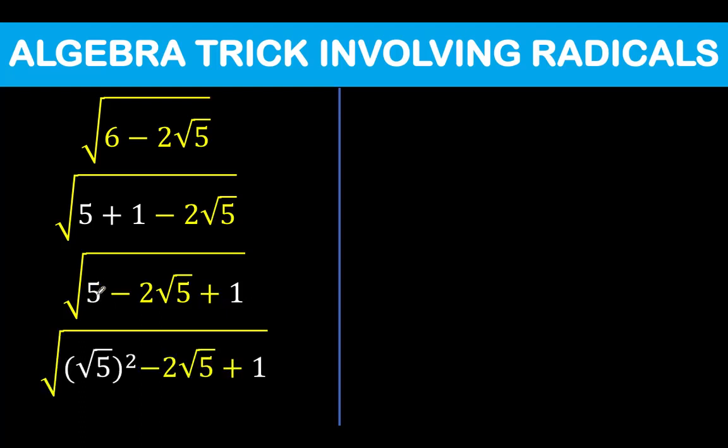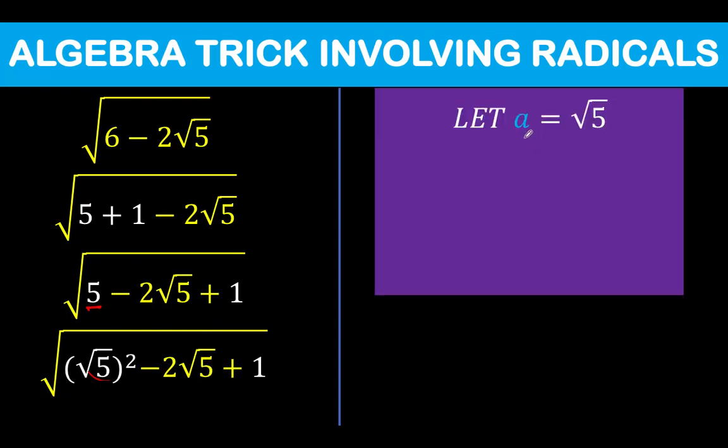Then let's rewrite this 5 as the square of the square root of 5. If you simplify this, the result is just this 5. But what this enables us to do is we now have a quadratic form. If we let a dummy variable a be equal to this square root of 5, then this result here can now be written as this.